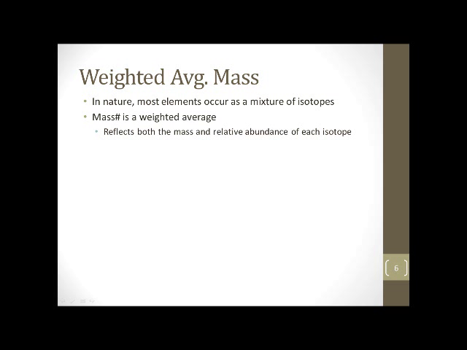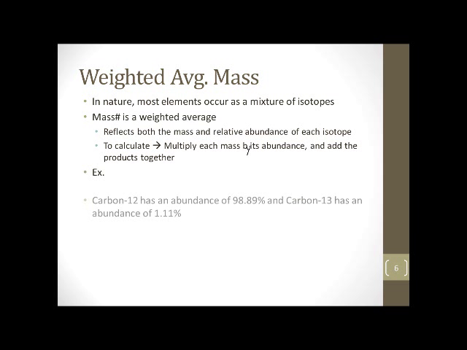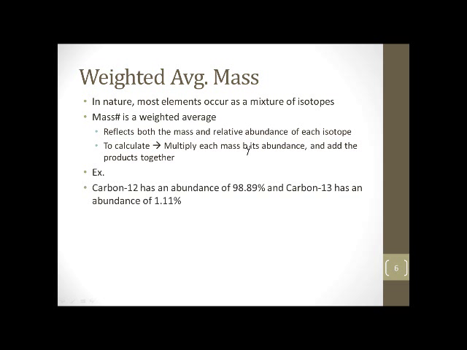All right, so the way weighted average mass is calculated, you multiply each mass by its abundance, and then you add those products together. So let's do an example here. Carbon 12 has an abundance of 98.89%, and carbon 13 has an abundance of 1.11%.